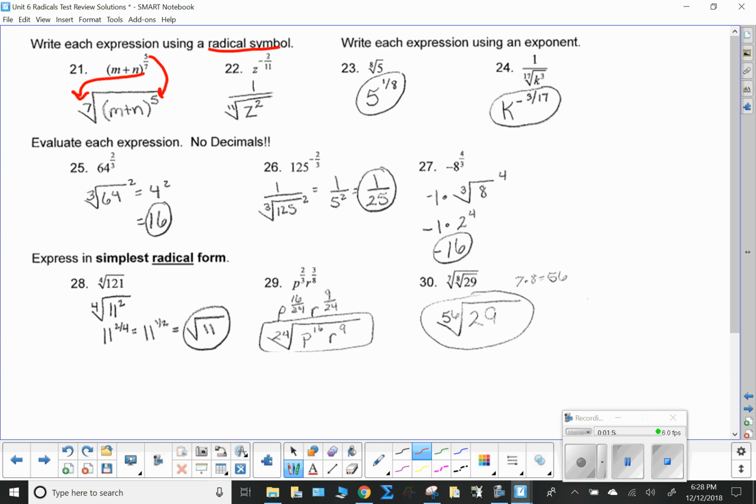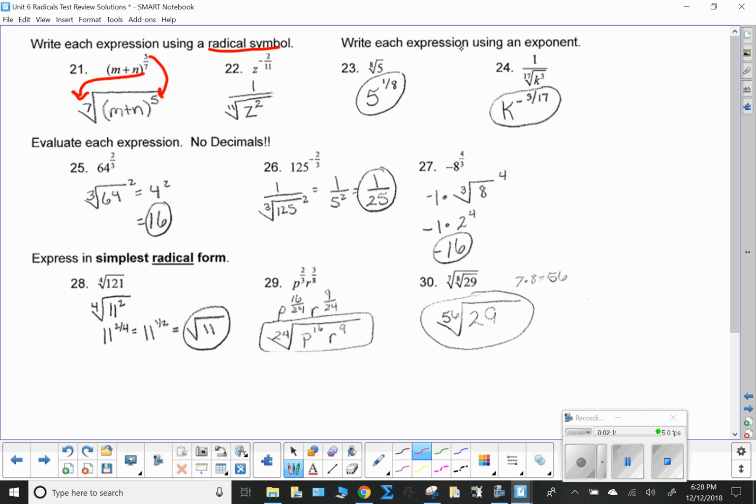For this one, you need the 11th root of 1 over z squared. Again, the negative says it goes in the denominator, so I want to get rid of the negative, but you don't have to rationalize this. I'm not asking you to do that, so this should take just a second.